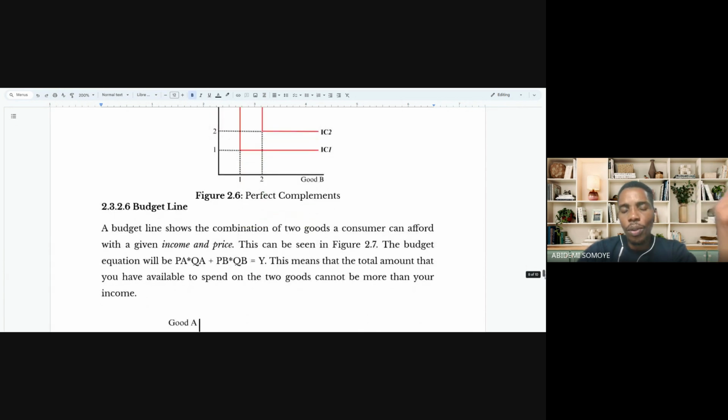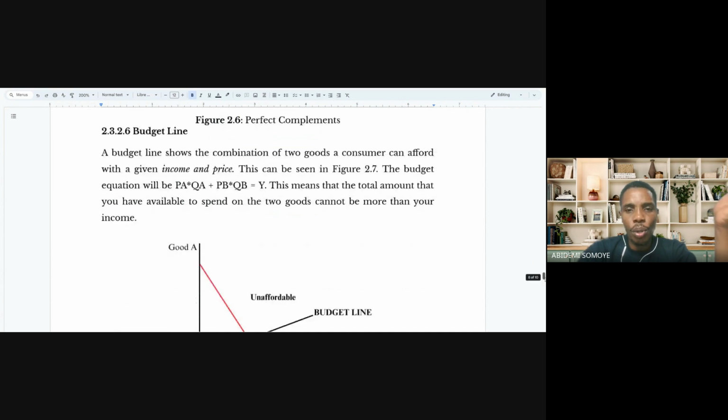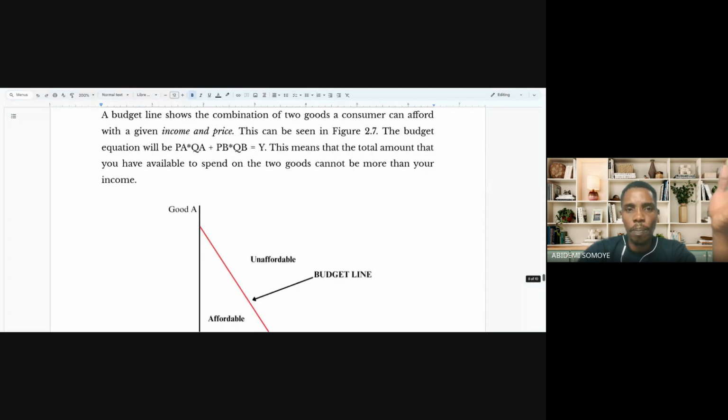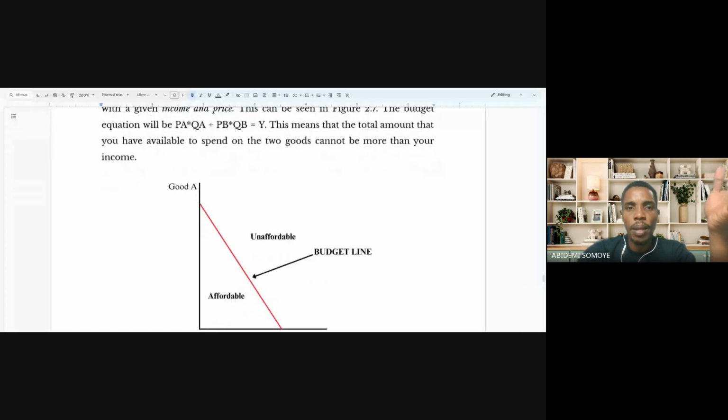Okay, so let's take a look at the budget line. A budget line shows the combination of two goods a consumer can afford given income and price. I already mentioned this when I was talking about the indifference map. This can be seen in figure 2.7. The budget equation is PA times QA plus PB times QB equals Y. Y is income, PA is price of A times quantity of A, plus price of B times quantity of B. If you add these both together, they must give you your income. It means that if you have $10, you can't spend more than that $10. If we add all the quantities of goods that you buy, the combination of good A and good B, they will literally give you your income.